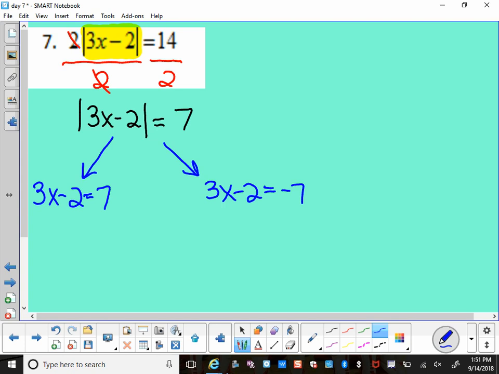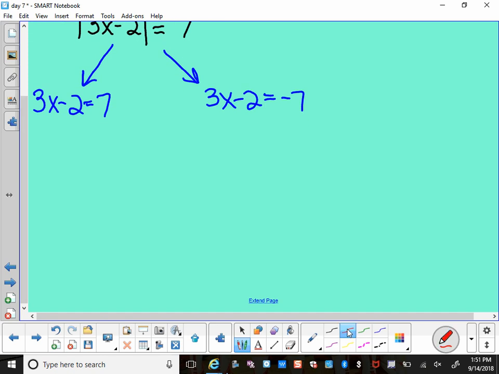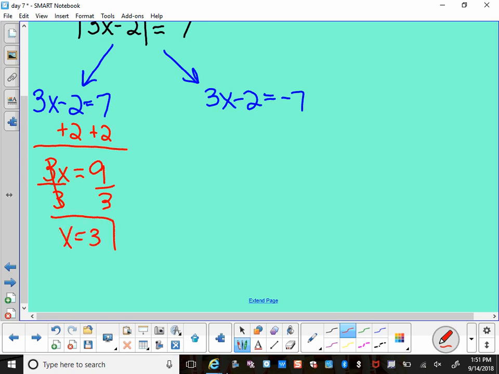Okay, and now we can just solve. Isaac, how do I get rid of this, or how do I get x by itself? You minus 2, add 2. And you get 3 minus 9. Okay. Divide by 3. And you get 3. Right, so once I divide by 3, what's my answer? 3. Yep. So x equals 3. Good job.